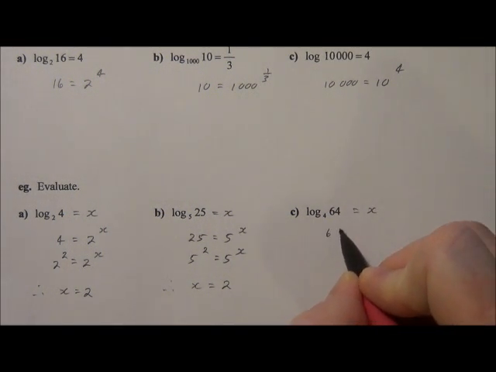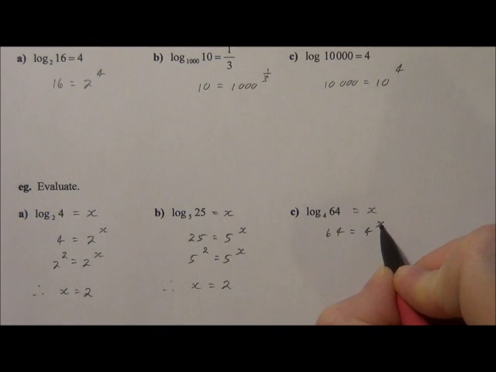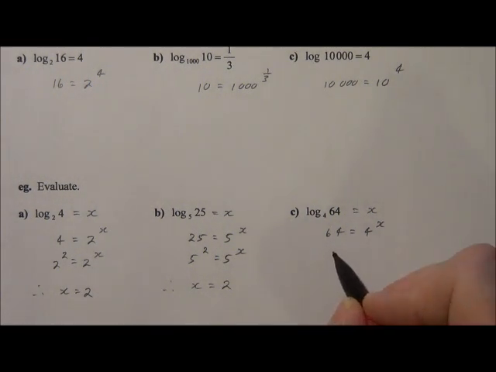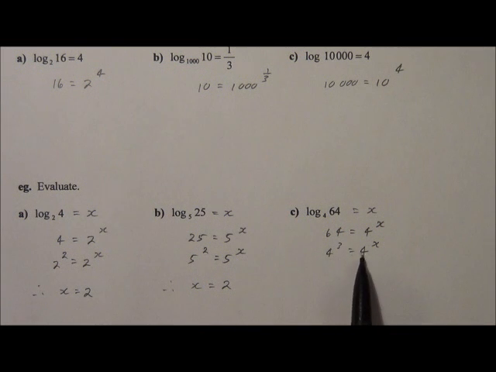And for this one, 64 equals 4 to the power x, because x is the exponent. I can rewrite 64 as 4 cubed. Okay, we get the common base. So the two sides are equal, the two bases are the same, therefore the exponents have to be equal.